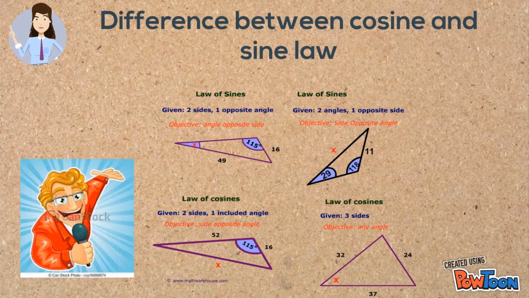The sine rule is used when you're given either two angles and one side or two sides and a non-included angle. The cosine rule is used when you're given either three sides or two sides and an included angle.